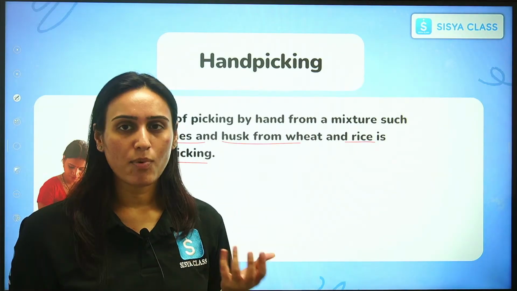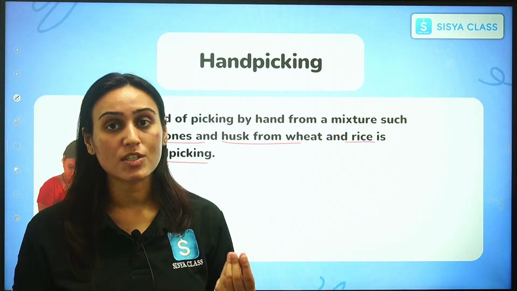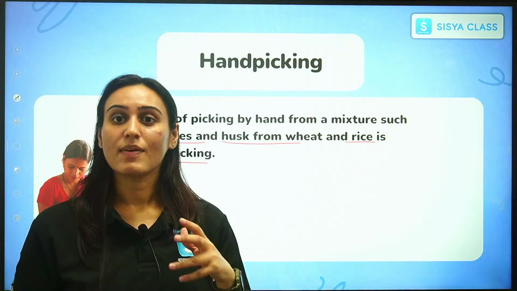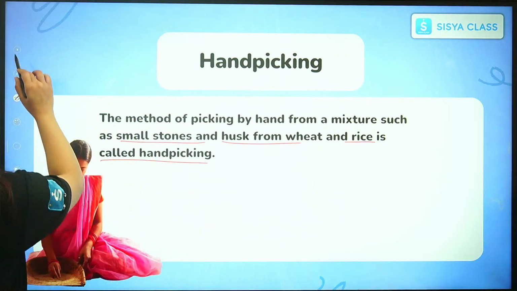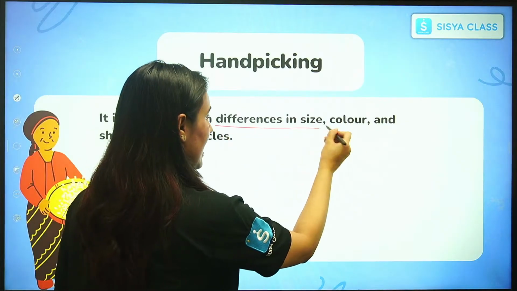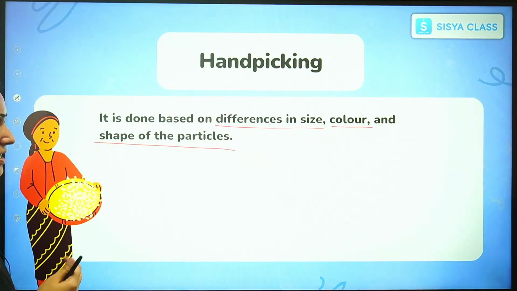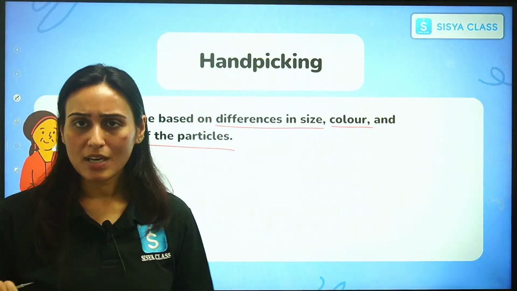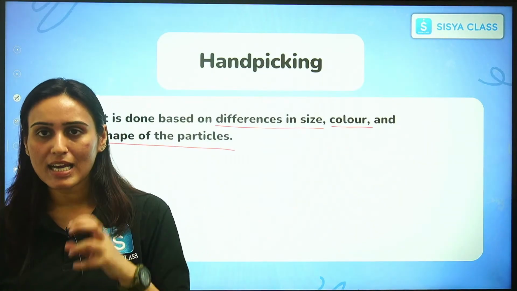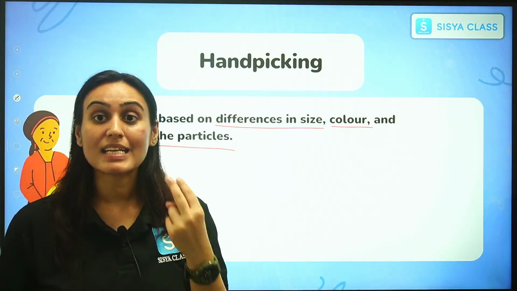What else is important when we are doing this technique? Any other important feature that we should know about if we are talking about hand picking? Yes, everyone, let's see. So it is done based on difference in size, maybe sometimes color, and the shape of the particles. Let's say if you are picking out stones from your rice, there is a difference in size. Your stones are much bigger than the rice particles. First thing, they have different color also, right? You can easily see them.